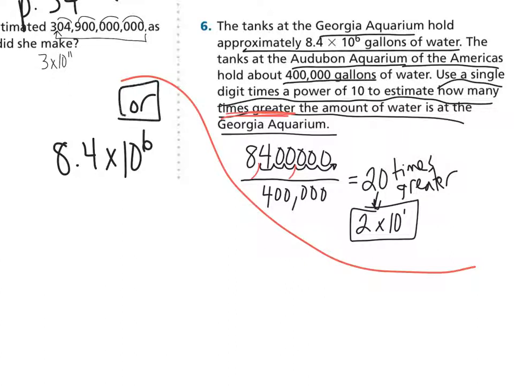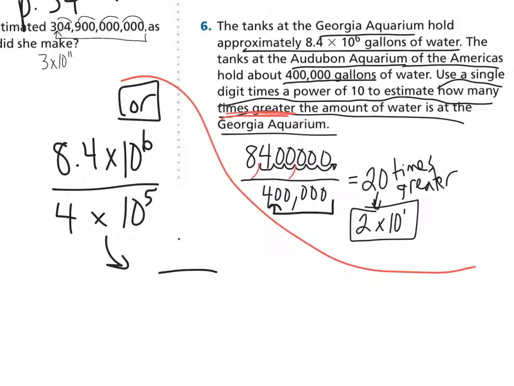So one's already in scientific notation. The 400,000, that'd be 4 times 10 to the 5th power. And then what we can do here is, since these are being multiplied, we're allowed to split this up as 2 separate fractions.